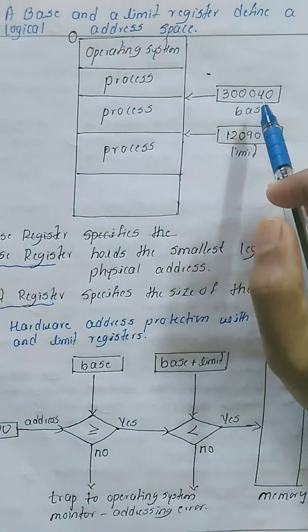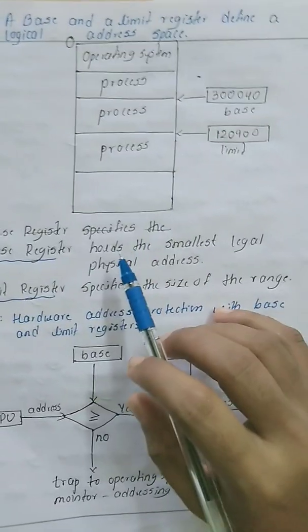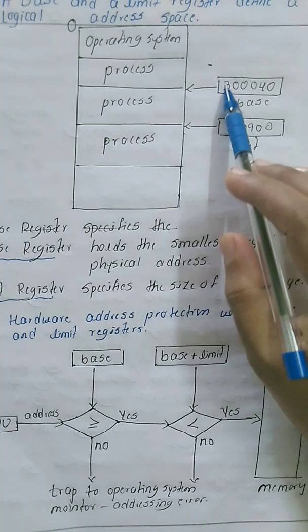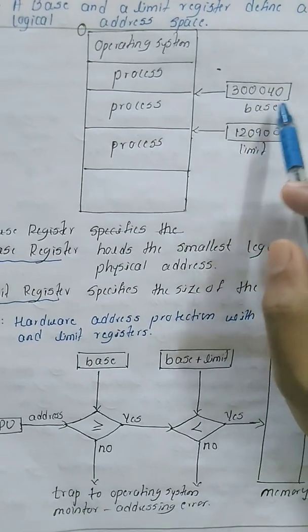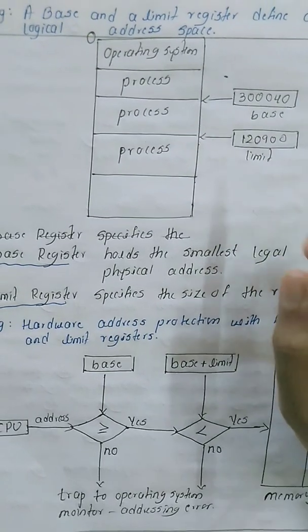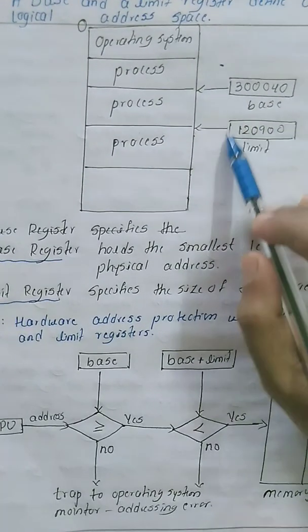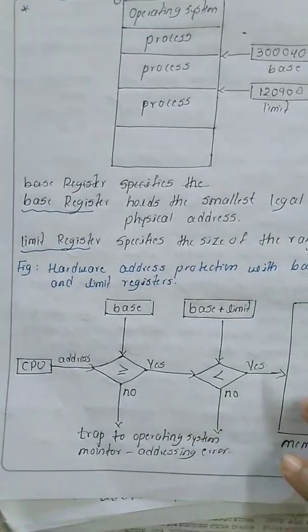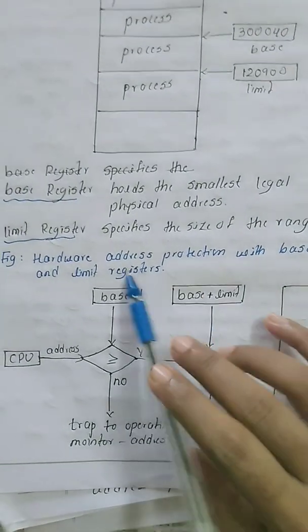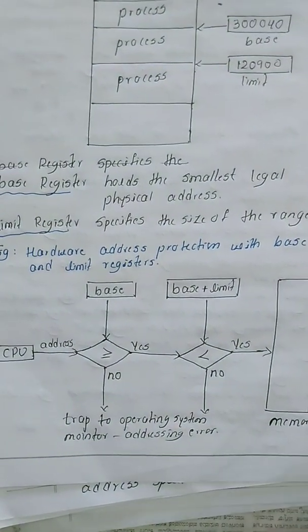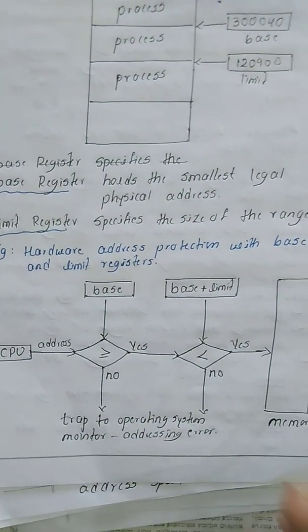This is the operating system, and many processes are executing here. We are using two registers, base and limit. The base register always indicates the smallest legal physical address. In physical addresses, the smallest one is held by the base register. The limit indicates the range, the complete range. You can see this diagram, named hardware address protection with base and limit. We protect the hardware address by using the base and limit.